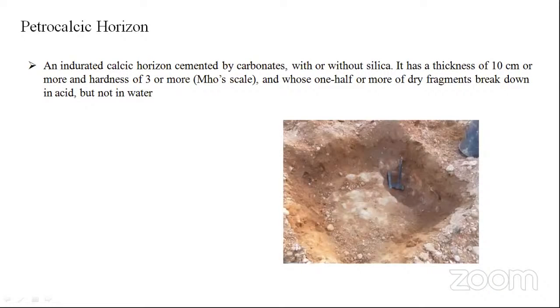Petrocalcic is an extremely hard calcic horizon cemented by carbonates, with or without silica. So it is also an accumulation of carbonates, students, but it may be with or without silica. Silica may or may not be present in this particular horizon.